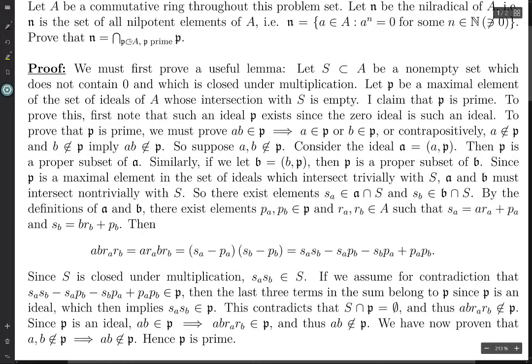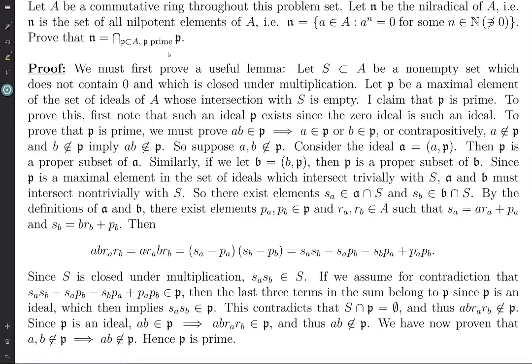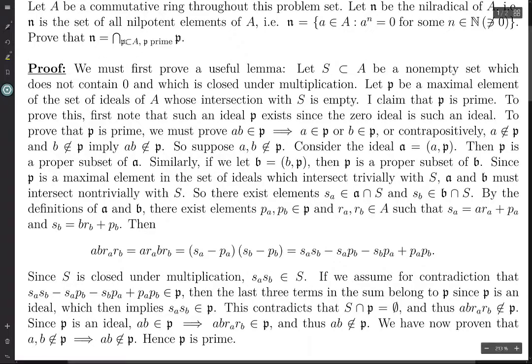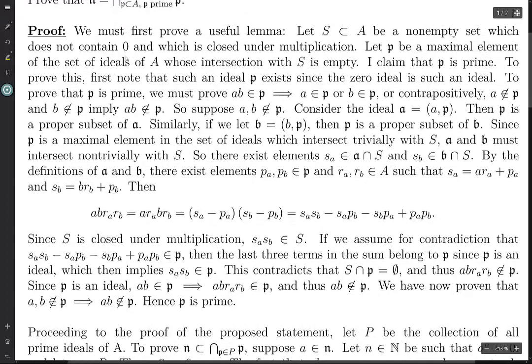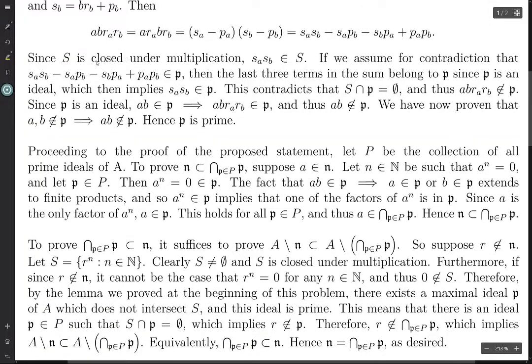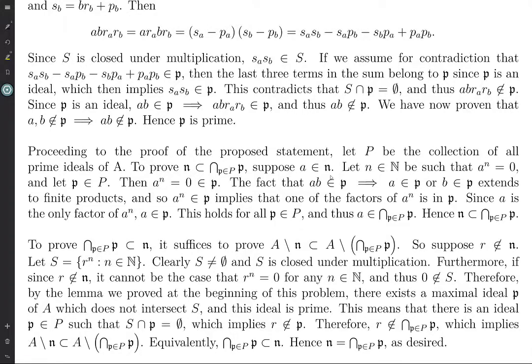And certainly this is an ideal because it's an intersection of ideals, and we know that ideals are closed under arbitrary intersections. So to prove this equality, we're going to prove inclusion in both directions. First, let's prove that N is contained in the intersection. So let's take some element a in N. We want to prove that it's in every single prime ideal P.